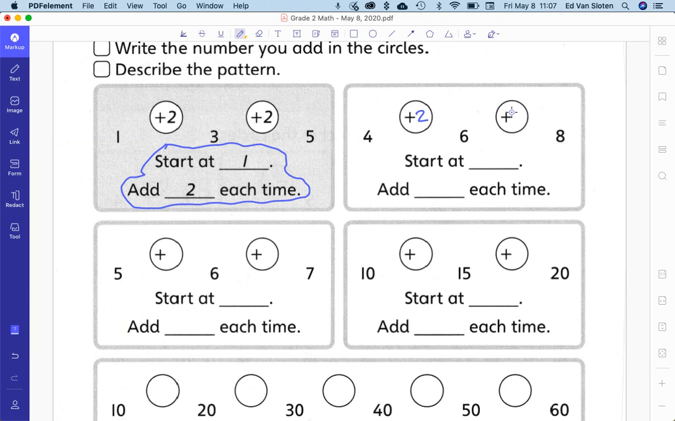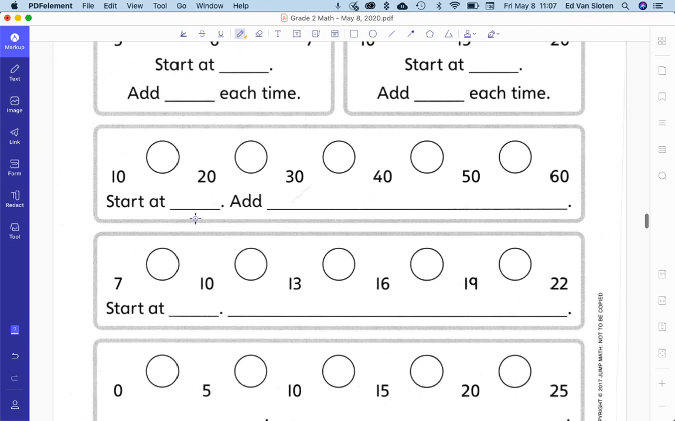All right, so that's +2. That's +2. What did we start at? We started right there. And we were adding 2 each time. Let's go to a bigger one. Your parents wake you up in the middle of the night and they go 10, 20, 30, 40, 50, 60. And you go, start at 10. Add 10 each time. Now let me go back to sleep.